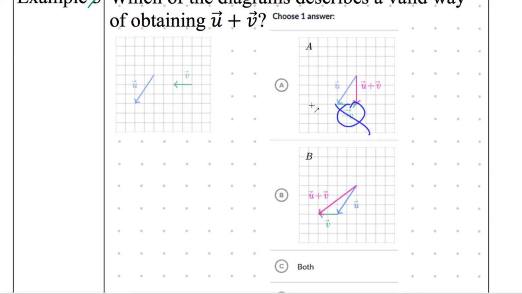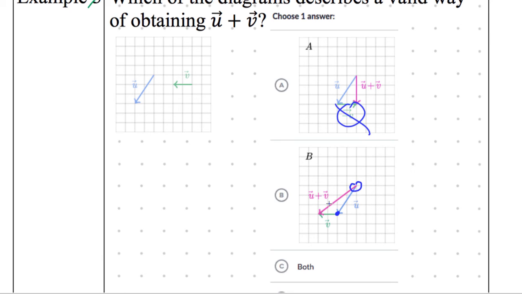So it's this one then. It's telling you to start from U up to V, right? So U plus V, we start with U, and then you go down to V. We put V at the tip of U. So the tail of V went to the tip of U, which is what we're supposed to be doing. Does that look like both those vectors are still the same?